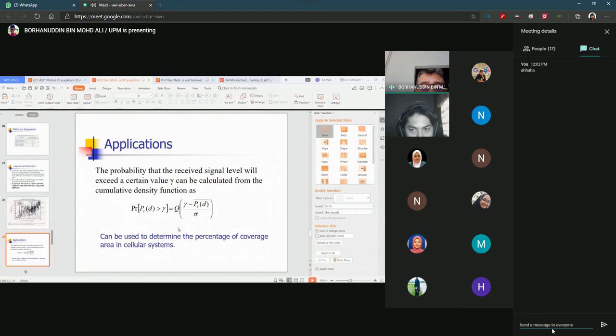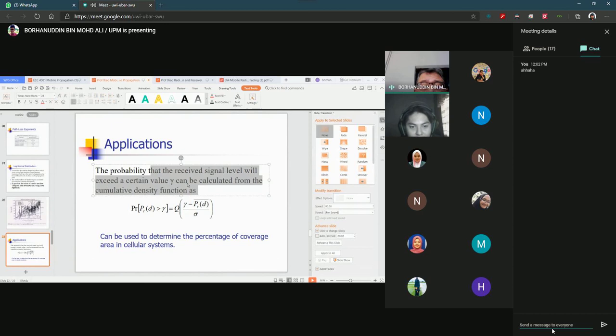Now, this is the Gaussian just now. The probability that the received signal level will exceed a certain value gamma, which shows that the signal is strong enough, where gamma is the threshold, can be calculated from the cumulative density function. Cumulative density function is a statistical distribution to measure the amount of something, in this case, power. So it is represented as Q, which is the level, if you plot the statistical distribution, it's the tail or the head of your statistical distribution map. So this is called Q factor.